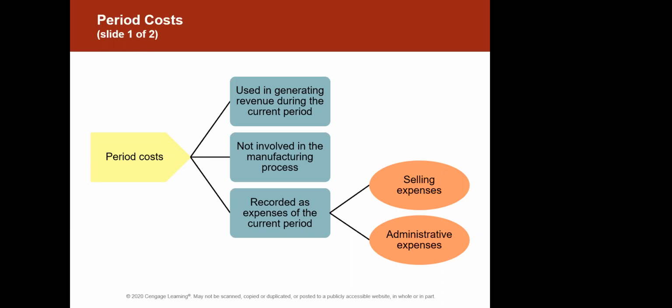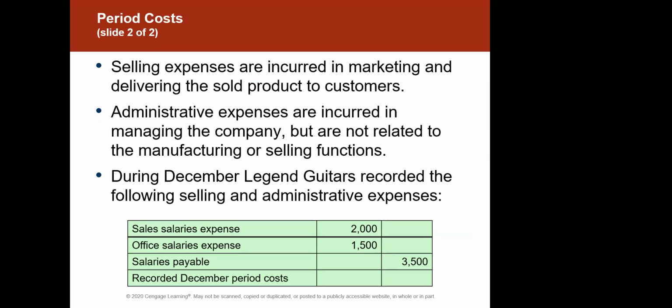There's probably a secretary that works for the sales department. There's probably a CEO of the company who didn't really help with manufacturing at all. Those costs are going to get lumped into the administrative expenses. So selling expenses, it's usually either salaries we're paying to salespeople or their commissions if they make commissions. Administrative expenses. So they had sales salaries expense, office salaries expense. So that was $3,500 in period costs.